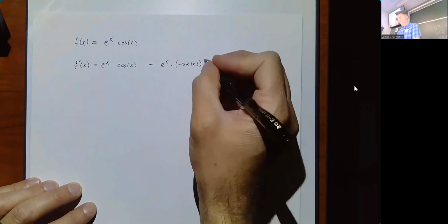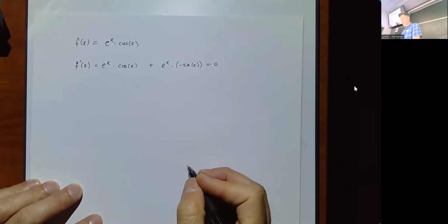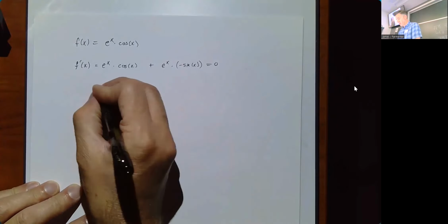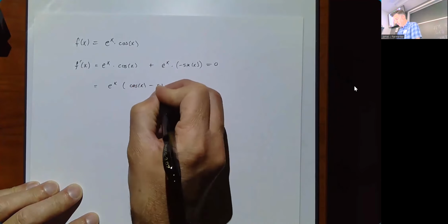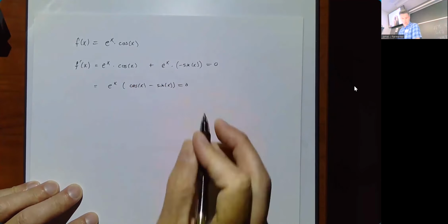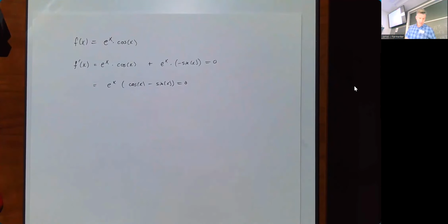And then to find the critical values, you set that equal to 0. I'm going to factor out an e to the x. I'm left with cosine of x minus sine of x equal to 0. And then he gives you a trig identity I've actually never seen before. Totally fine. You could definitely use that, but you don't actually have to use that to solve this.